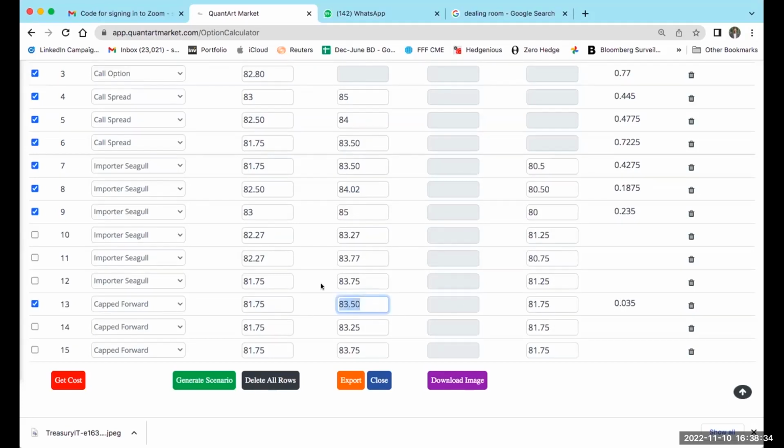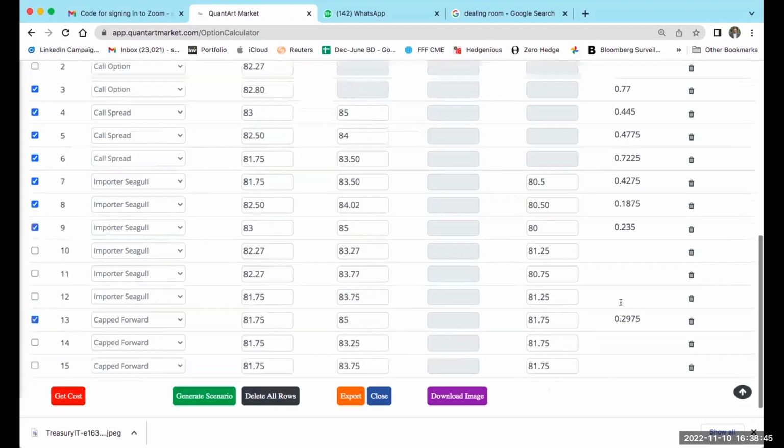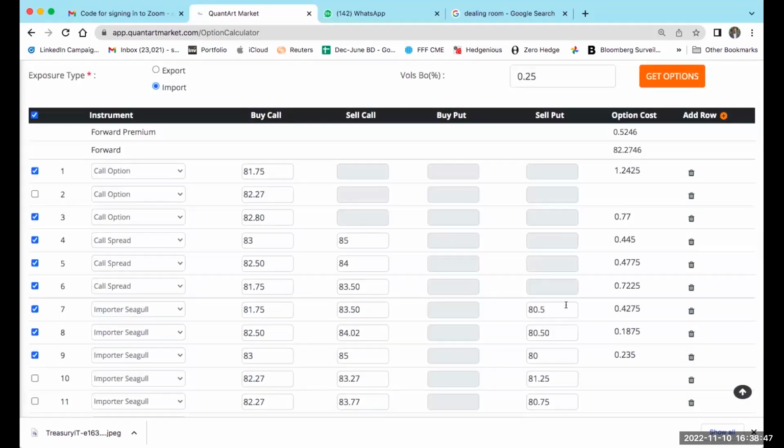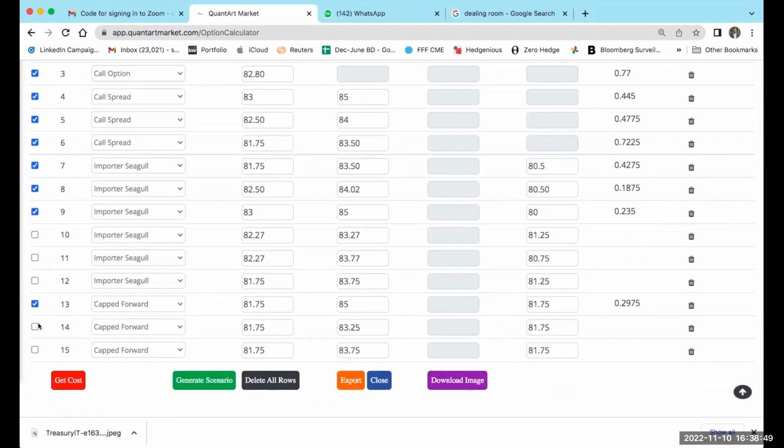And if you take it to, let's say, 85, let's check how much is the cost. The cost is 30 paisa. So from current spot till 85, you are paying 30 paisa compared to a forward premium of 52 paisa, right? So then there is another structure, which is, I will just change it.